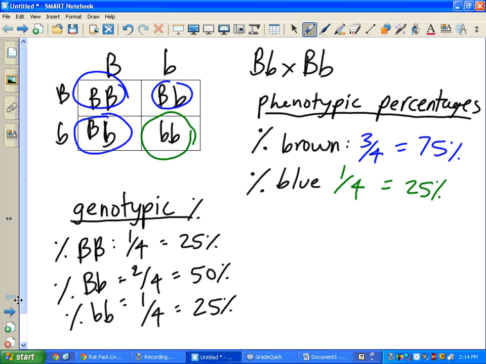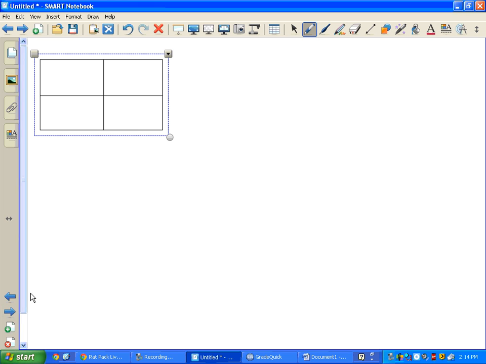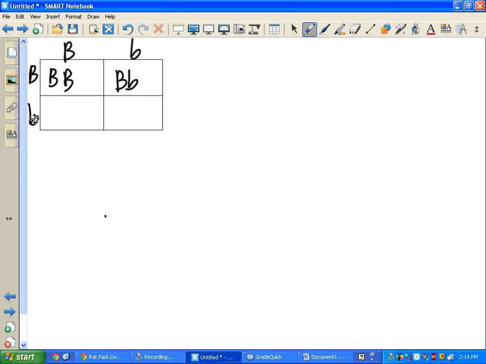All right, now ratios. All right, we have the same two parents, both heterozygous. So the Punnett square is going to look exactly the same. We're just on a new page. Now this, we're going to do ratios.